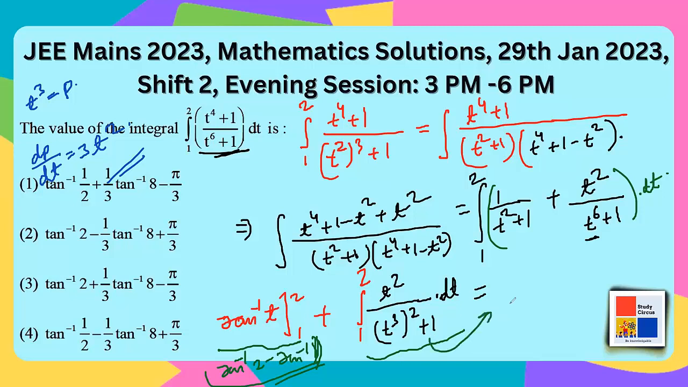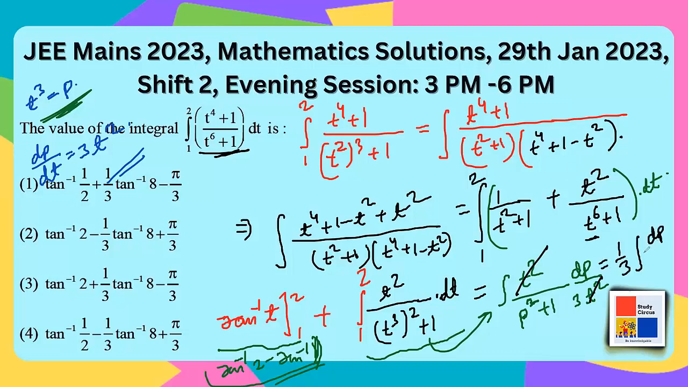So for the remaining part, after transforming to a new variable p, I can write this as t square upon p square plus 1, because t cube is p. For dt, I can write dp upon 3t square, right? This t square cancels the one in the numerator, and this is again in a very good form. This is 1 by 3 times the integral of dp upon 1 plus p square. Again, this is in the standard form. The integral is tan inverse p, so this is nothing but 1 by 3 times tan inverse p.